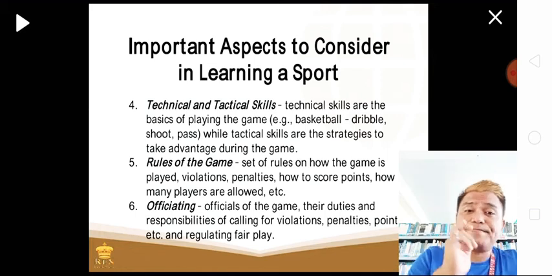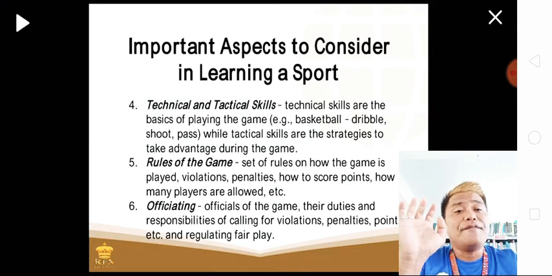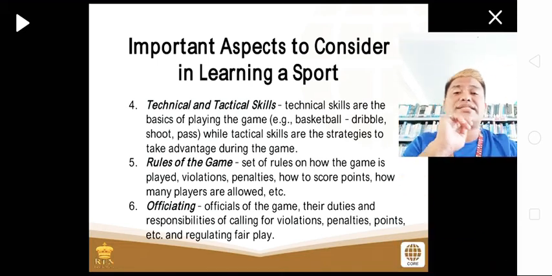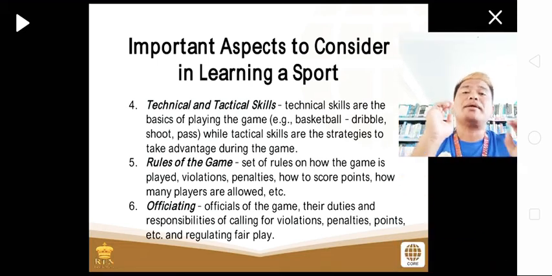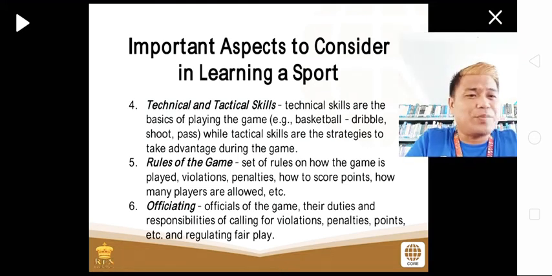The officiating. The officials of the game, their duties and responsibilities of calling for violations, penalties, points, etc. and regulating fair play. Yun dapat talaga. So, the officiating dapat isa rin yun sa mga laro. One of the examples for that, yung may bias, is the basketball.